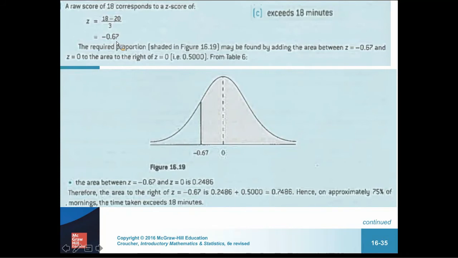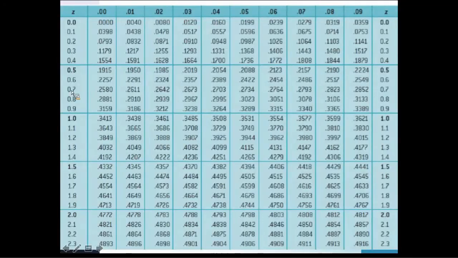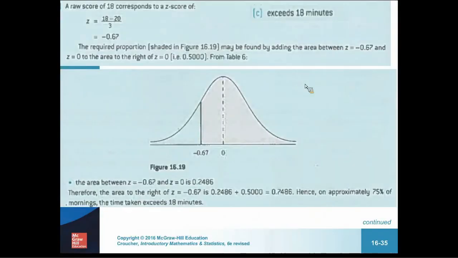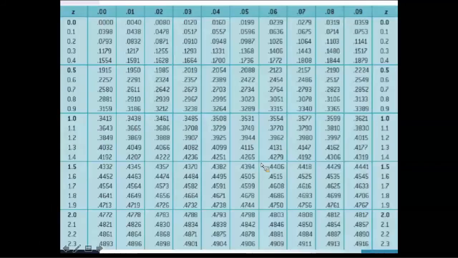Key in my formula, 18 minus 20 over 3, that's minus 2/3, 0.67. Go looking for 0.67 in my Z tables, normal distribution tables. And 0.6 with your ruler, go across to 0.07, 0.2486 is the area. So I need to get 0.2486 for that, plus 0.5, total area. Therefore 75% of the time our raw score will be greater than 18 minutes.